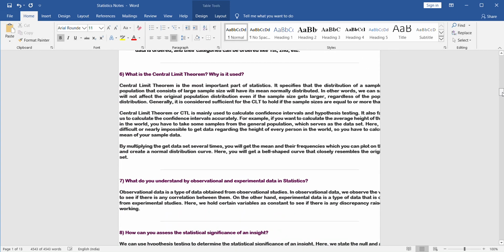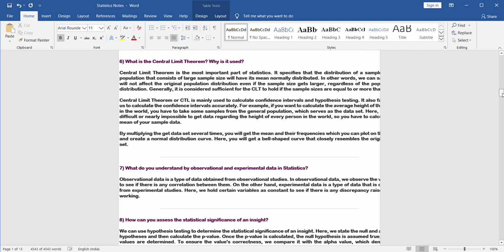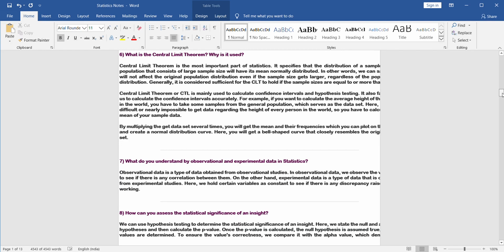What is the central limit theorem? The central limit theorem is the most important part of statistics. It states that the distribution of a sample from a population that consists of a large sample size will have its mean normally distributed. In other words, it will not affect the original population distribution even if the sample size gets larger. Regardless of the population, it is generally considered sufficient for the CLT to hold if the sample size is equal to or more than 30. The central limit theorem is mainly used to calculate confidence intervals and in hypothesis testing.